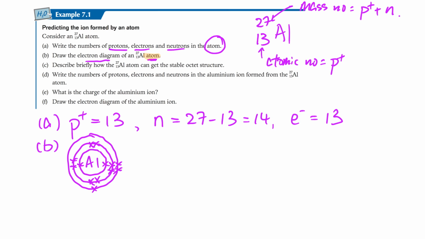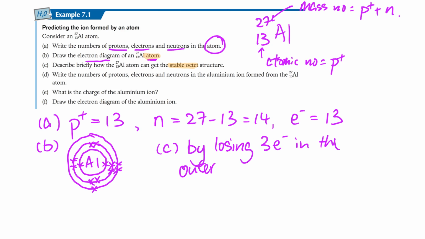And then briefly describe how aluminium can get the stable octet structure. You can see that right now it's not stable, because it has 3 electrons in the outermost shell only. To make it stable, it needs to lose 3 electrons from the outermost shell. If it does that, it will become 2, 8. So it will have an octet structure in the outermost shell, and it becomes stable.